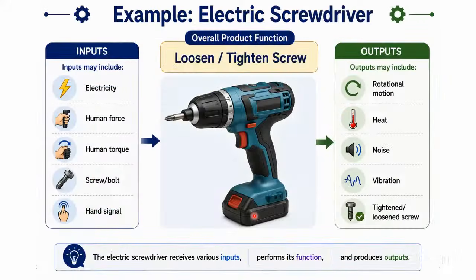So let us take the example of an electric screwdriver. Here, the overall product function is to loosen or tighten the screw. So using this device, we are going to see what is the functional structure. So what can be the inputs for this device? It may include electricity, human force, human torque, screw or bolt and hand signal as the inputs. What may be the outputs? The outputs may include rotational motion, heat, noise of the device while using it, vibration. Then finally you have tightened or loosened screw as the output. So the electric screwdriver receives various inputs, performs its function and it produces the output.